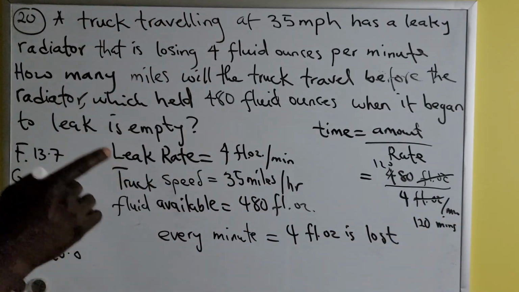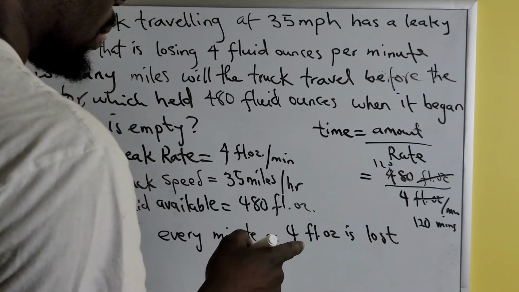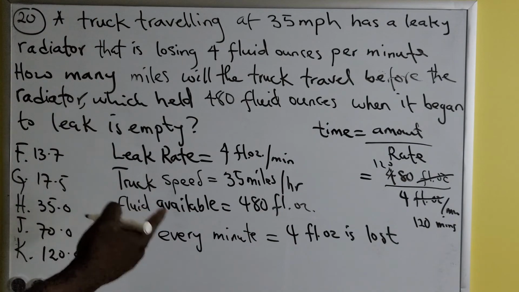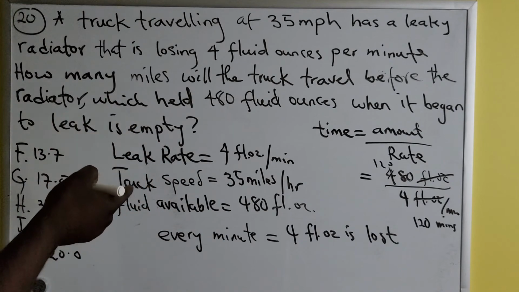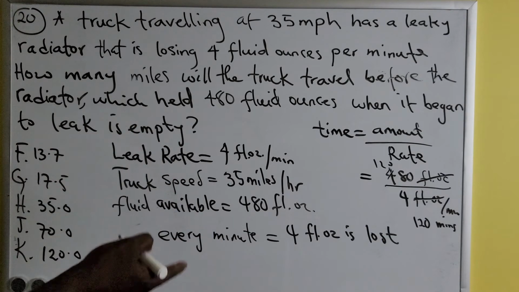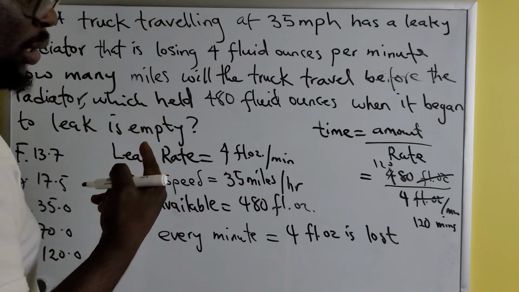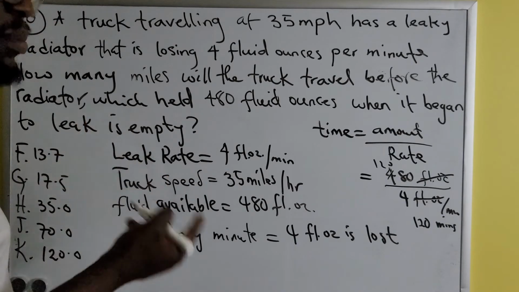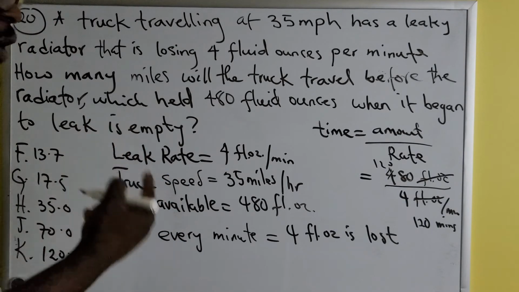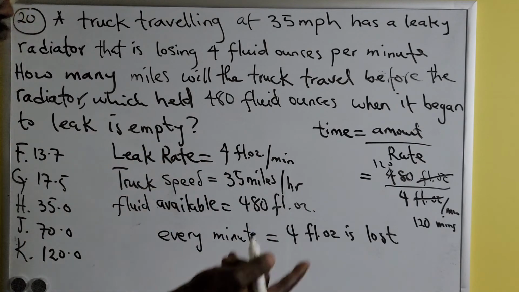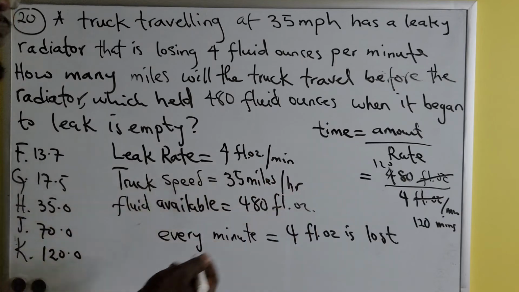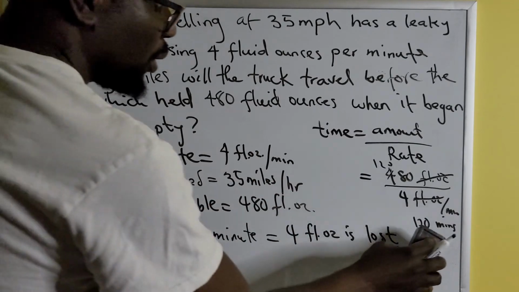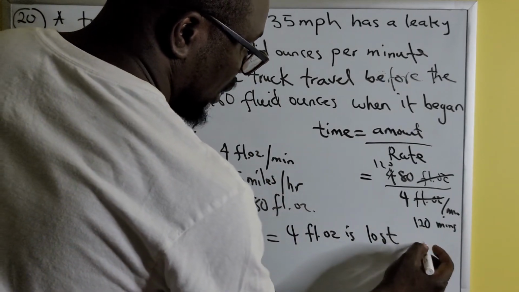So it's going to take 120 minutes for this 480 fluid ounces to disappear, right? Because you're losing it at 4 ounces per minute. In 2 minutes, you're going to lose 8. In 3 minutes, you're going to lose 12. In 4 minutes, you're going to lose 16. That's how it goes. So if you want to know how many minutes it's going to take, just divide 480 by 4. That will give you the number of minutes, right? So 120 minutes is the same thing as 2 hours.